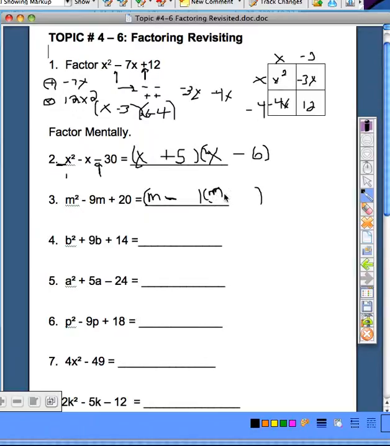Okay, so m minus. All right, so factors that multiply to be 20 and add to be 9. That would be 4 times 5.